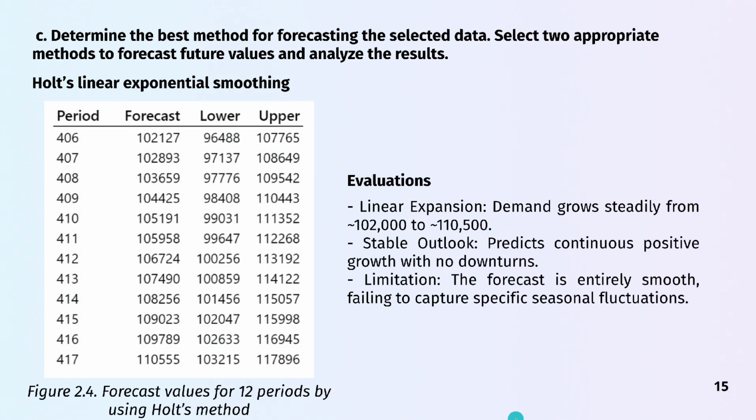Here is the forecast by the Holt linear exponential smoothing. So the demand rose steadily, and it predicts continuous positive growth with no downturn. However, the forecast is entirely smooth, failing to capture specific seasonal fluctuation of the data.